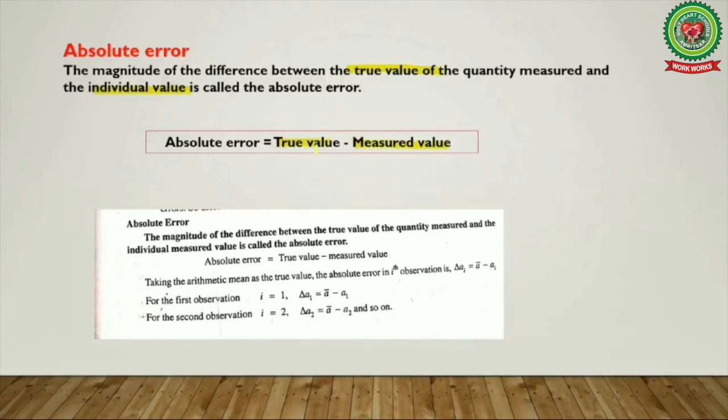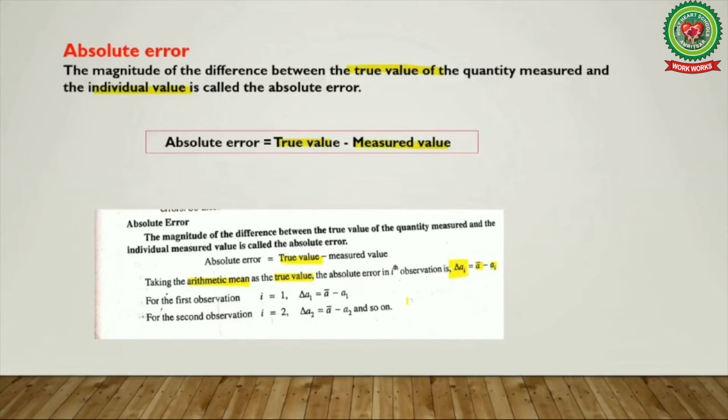The true value is the exact value and the measured value is the value which you get after performing a certain experiment. Here in your book it is given how you can get the true value. Remember, you can get the true value by finding the arithmetic mean, as we have done in random errors. So the arithmetic mean is the true value, and when we subtract the individual value from it, the value we get is called the absolute error. Or the difference between the true value and the individual measured value is called the absolute error.